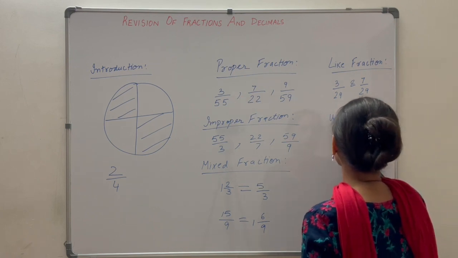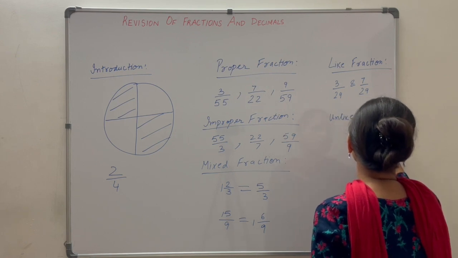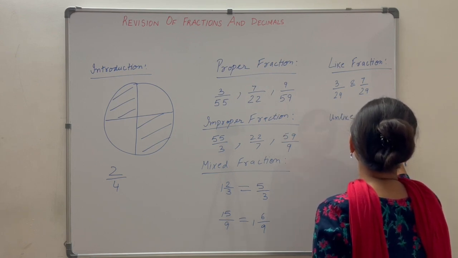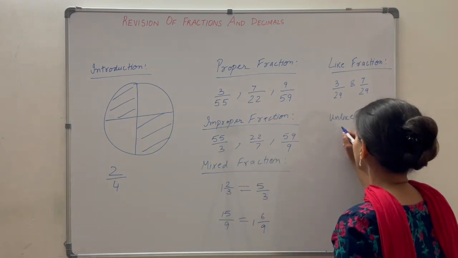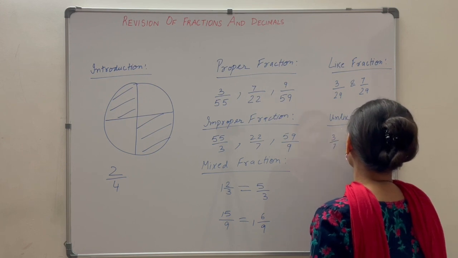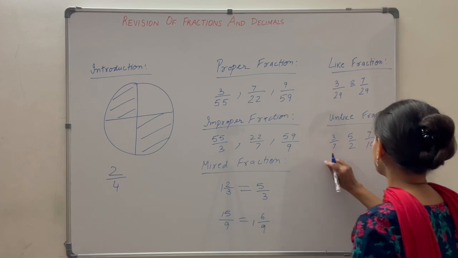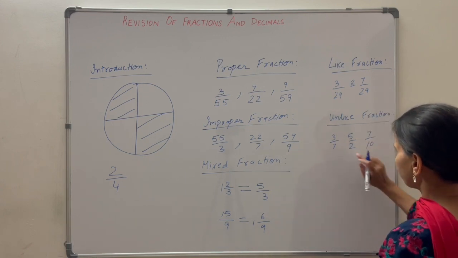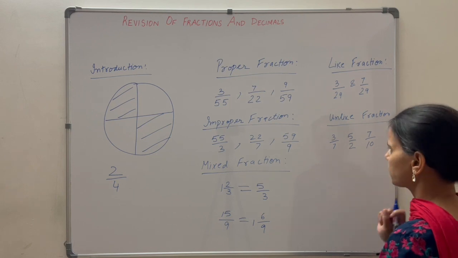And we have something called unlike fractions. In unlike fractions, the denominators are different. As you can see, all these are unlike fractions where the denominators are different. Say for 3 by 7, 5 by 2, 7 by 10. All these are unlike fractions because denominators are different. Here 7, here 2, and here it is 10.